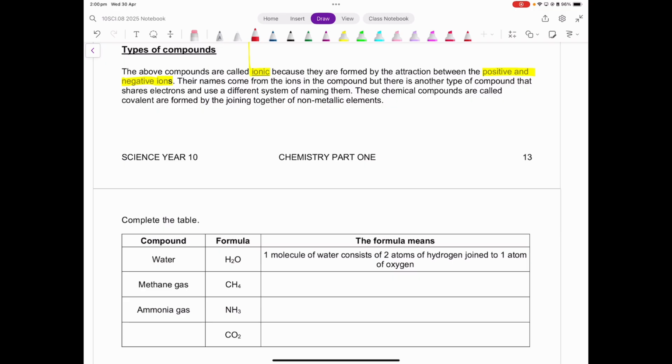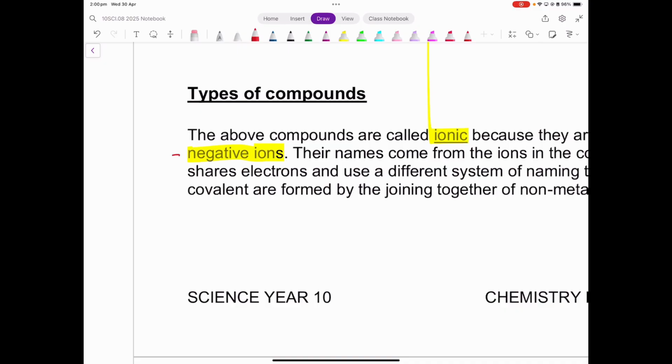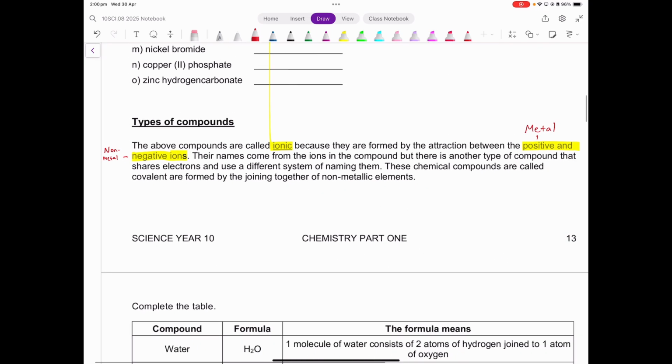The positive ion, does anyone remember from Year 9, what is always the positive ion? The metal. So above this one, we can write this is the metal. And over to the side with our negative, this is always the non-metal. Now, this is the case for all ionic compounds. Ionic compounds are made up of a metal and a non-metal. Okay? So, the name of the ionic compound comes from the 2 parts that make it up. So it's always, again, metal followed by non-metal.